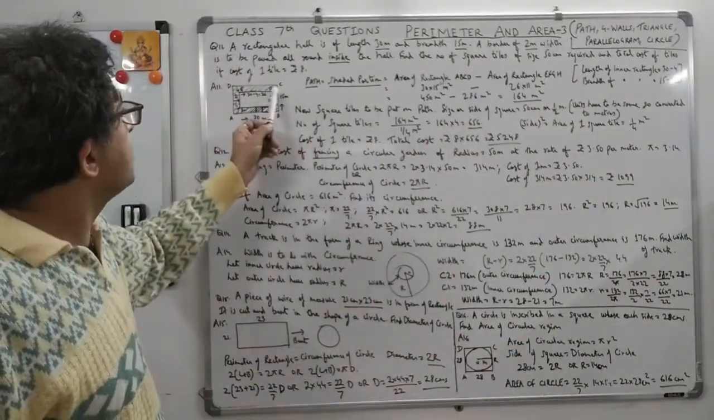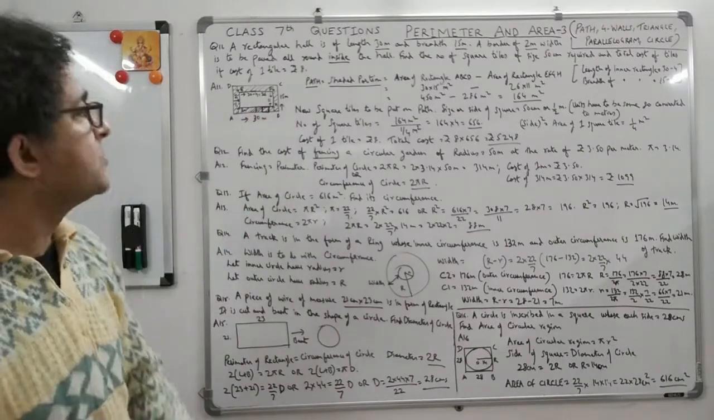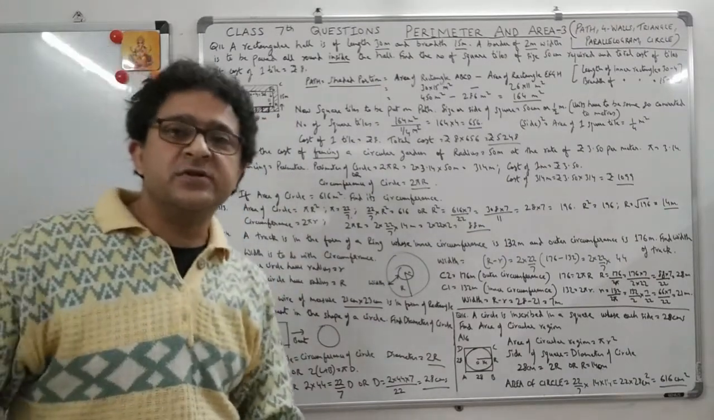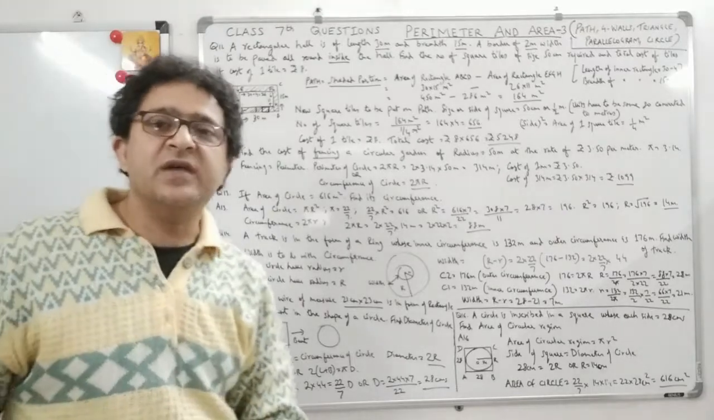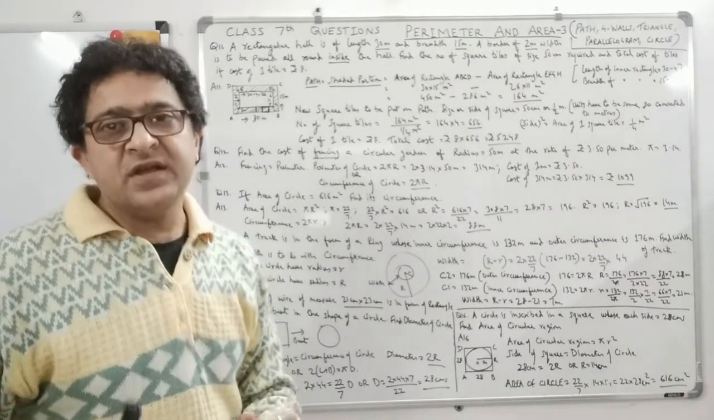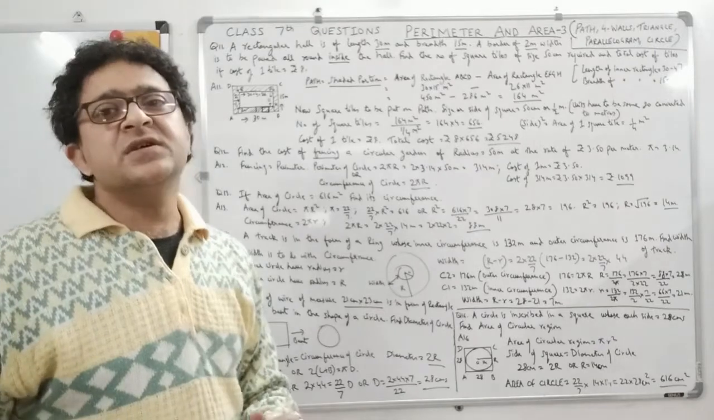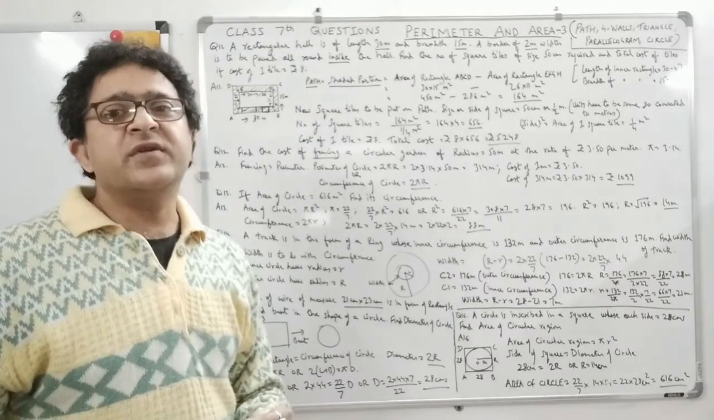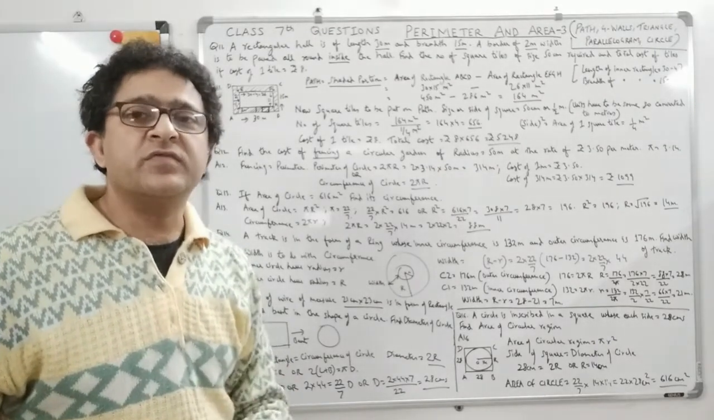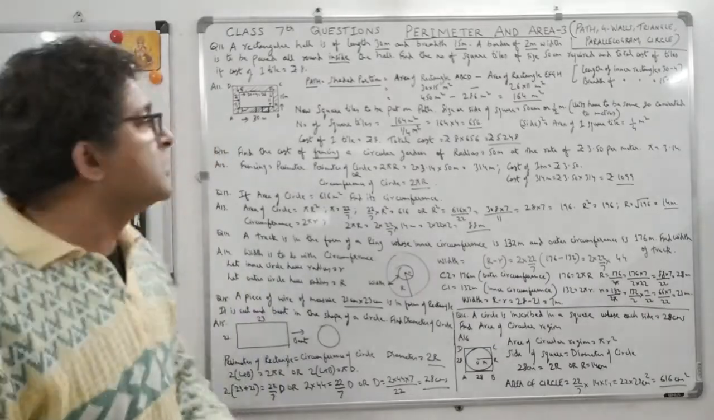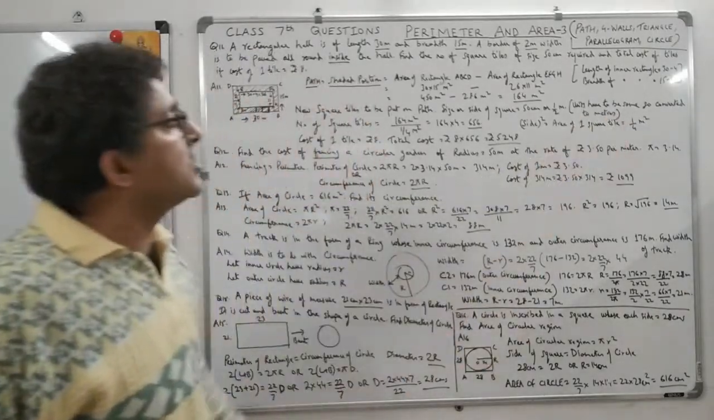Because the area of the path is in meters, we have to convert centimeters to meters. So the side of one square tile is 50 centimeter, which is half a meter. Half a meter is 1 by 2 into 1 by 2, which is 1 by 4 meters square. This is the area of one square tile.